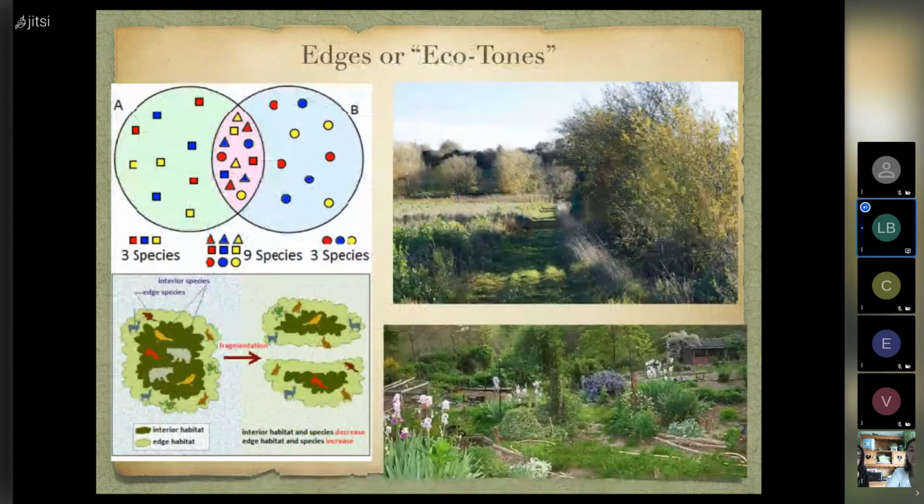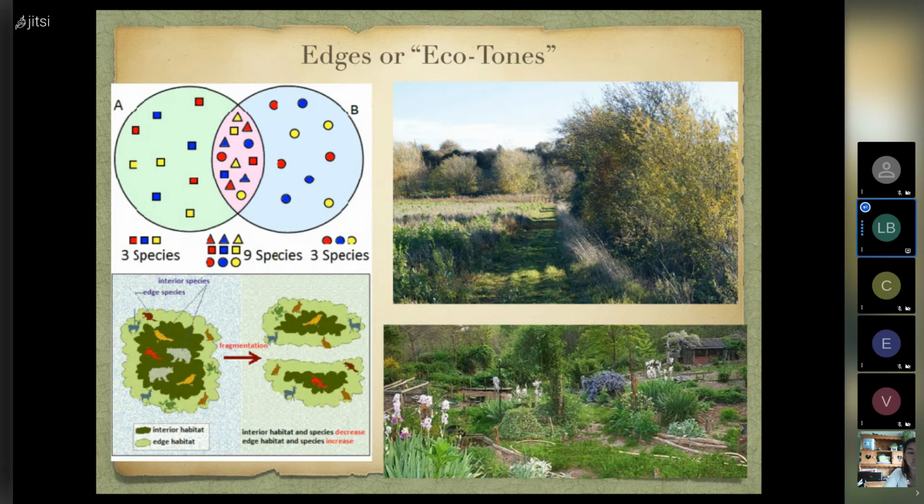Another very important concept in permaculture is edges, also known as ecotones. And this is where two different ecosystems interact. So it's like the bridge between two ecosystems. And if you look at the image on the left-hand side where you see A and B as a Venn diagram, you'll see that there's a bigger diversity of species in the central area where ecosystems A and B interact. And in permaculture, we actually try to maximize that because we see that the edge between two ecosystems is the most interesting or diverse.